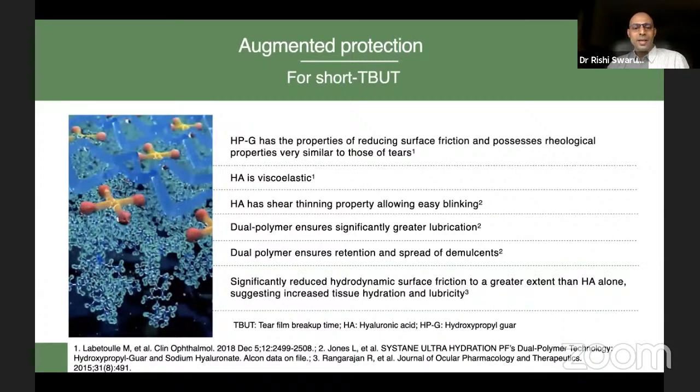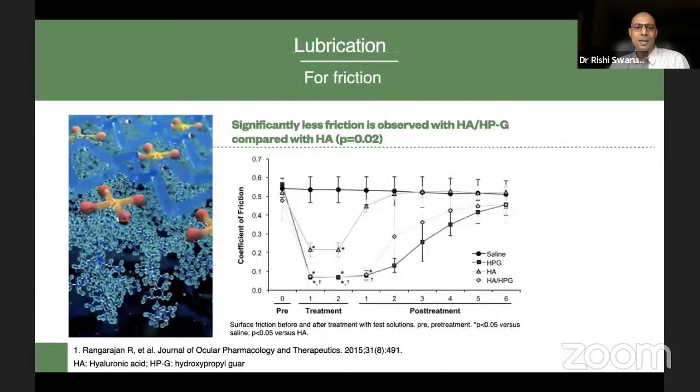HP guar, I think enough has been said in the past as well. It has viscoelastic properties, and the shear thinning properties of sodium hyaluronate along with HP guar, I think both provide augmented protection to the tear film, which significantly enhances its stability, much more than what we were getting with Systane Ultra. And this has been shown very nicely. You can see the curve showing post-treatment significantly improving with this particular combination.